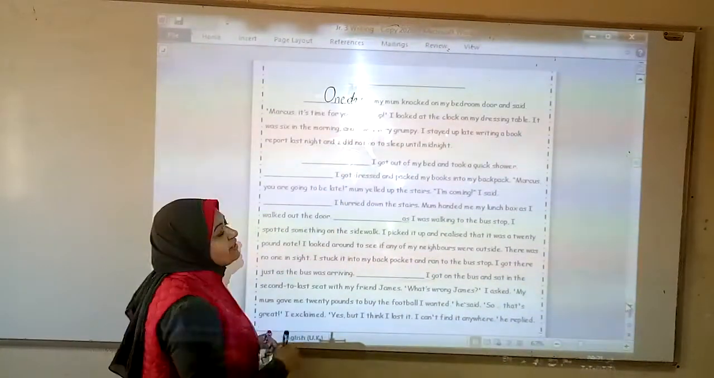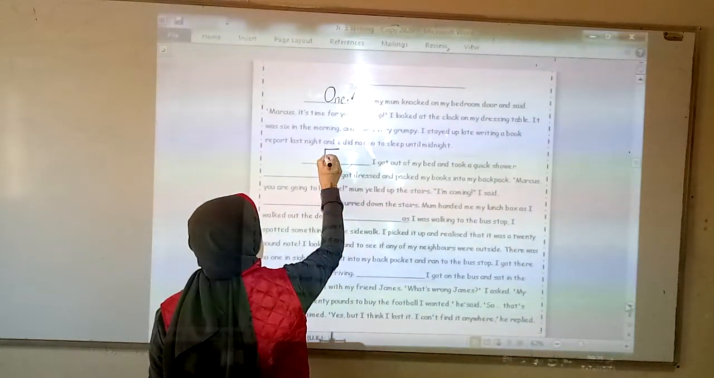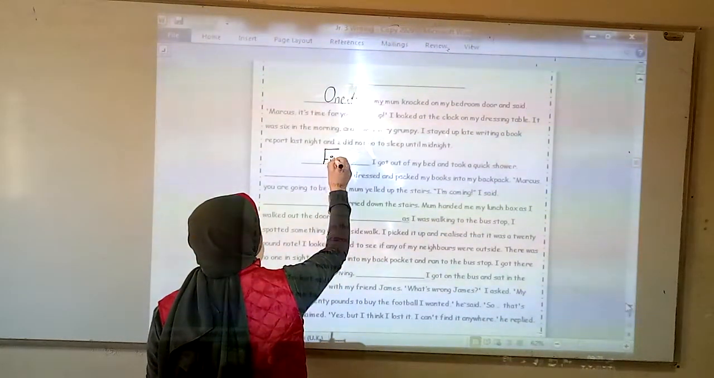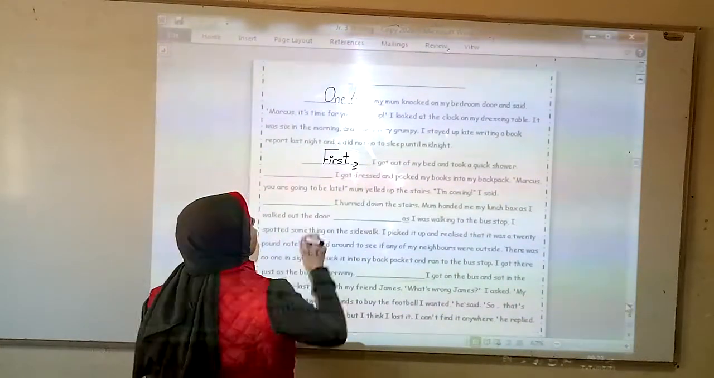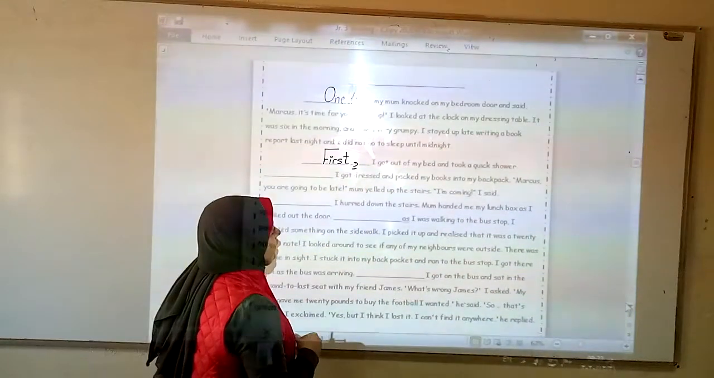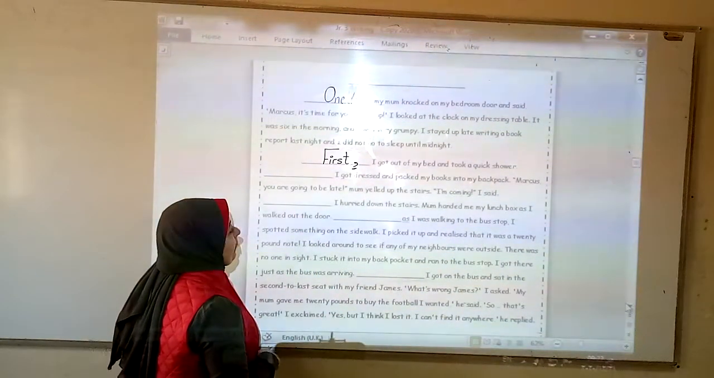At the beginning of the second paragraph, as I told you before, we are going to start with the linking word, First, because this is the first thing that happens. And then a comma after it, don't forget.